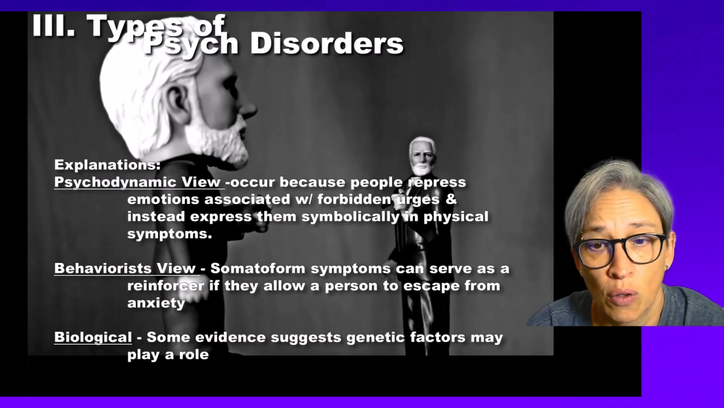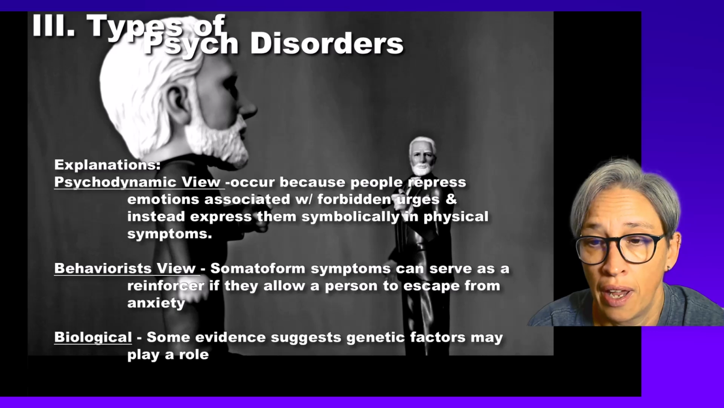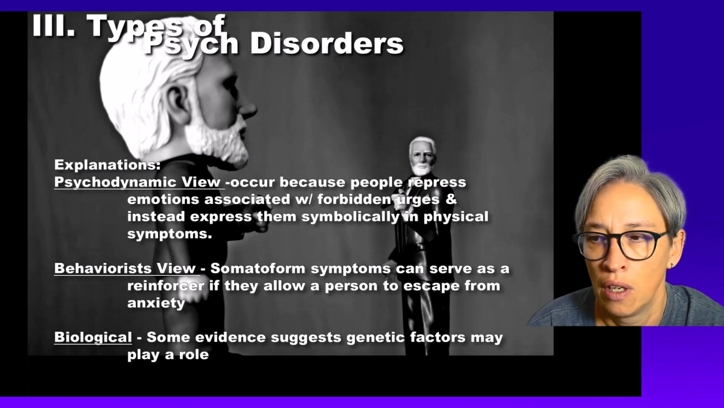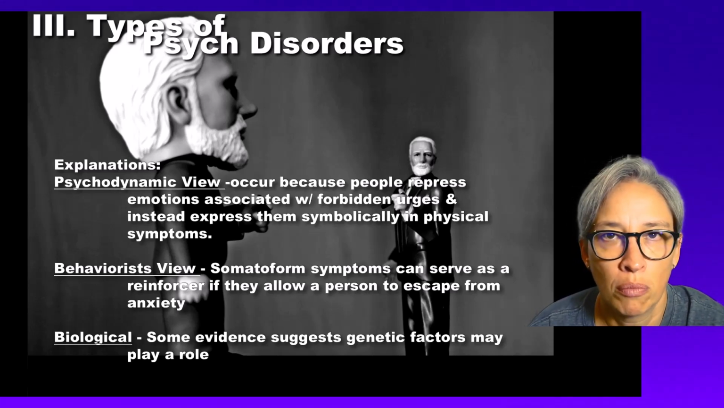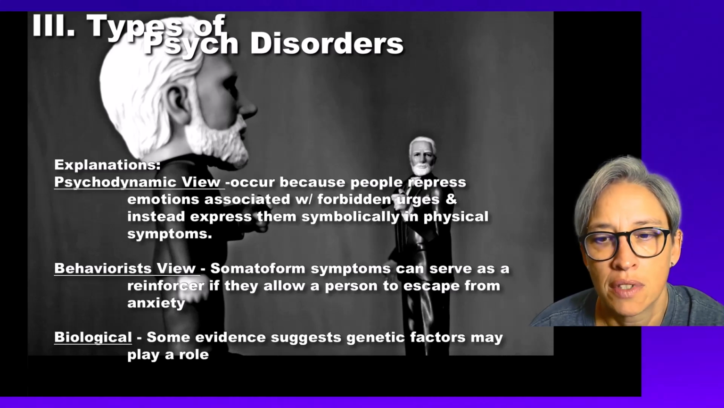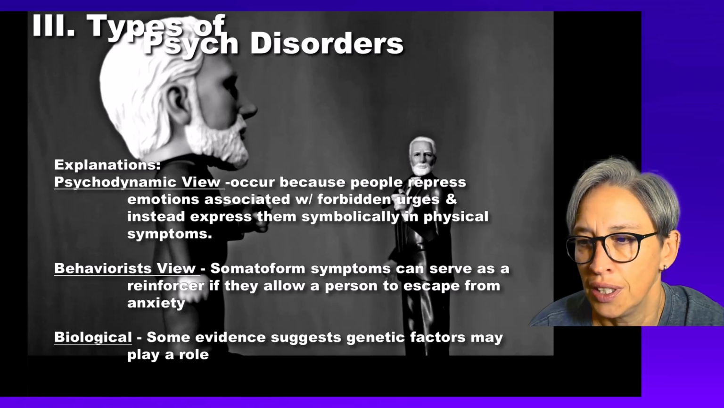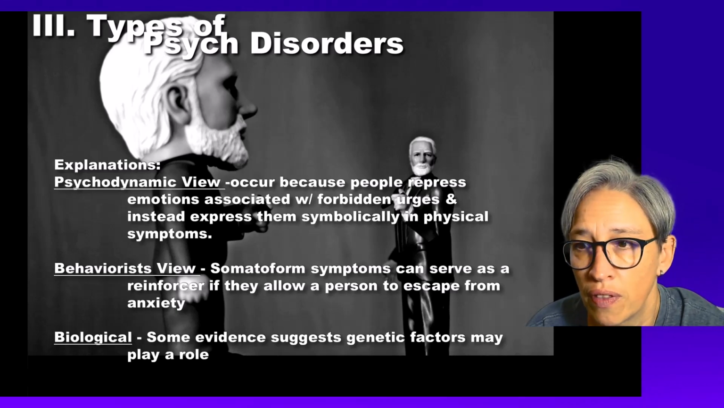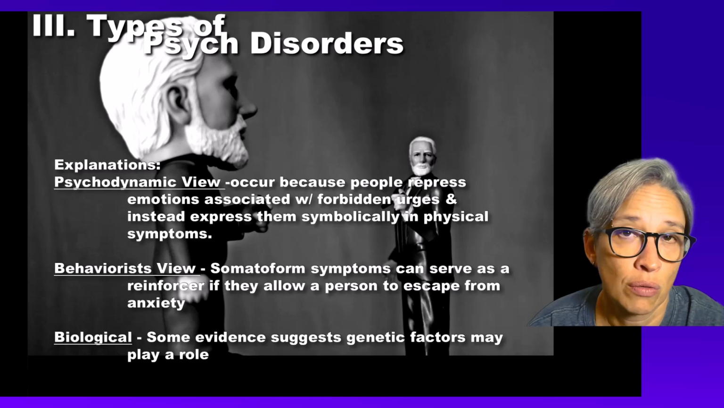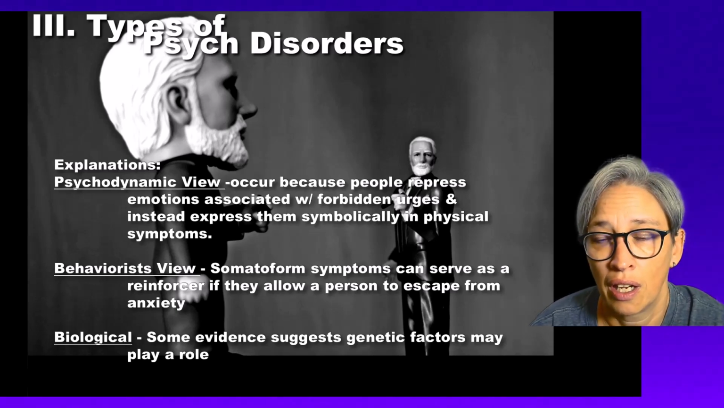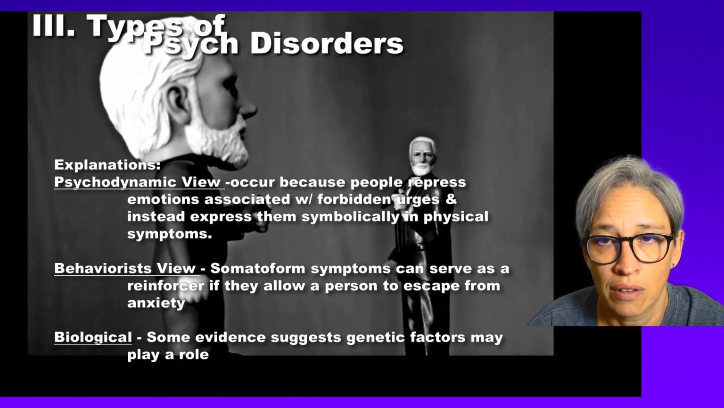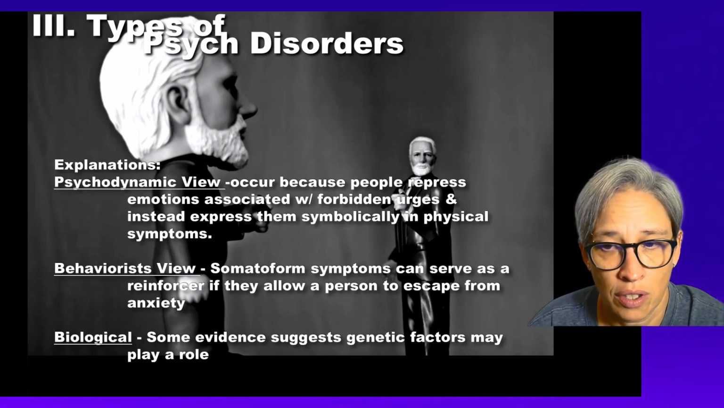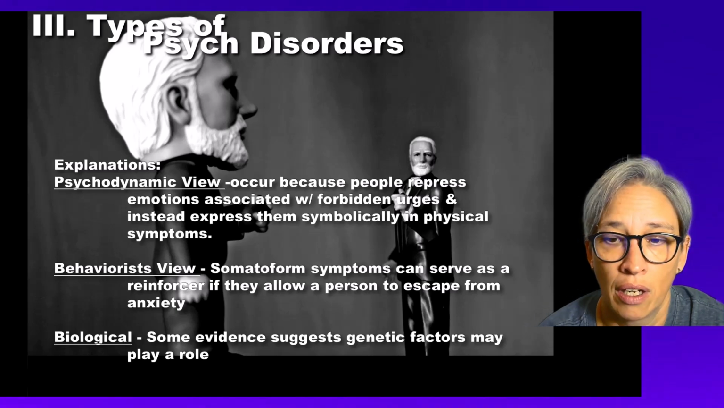In order to explain this, the psychodynamic theory would say that somatoform disorders happen when individuals repress their emotions associated with the forbidden urges within their unconscious, and instead they express them in symbolic physical symptoms. The symptoms represent a compromise between the unconscious need to express the fears and the anxiety and actually expressing them. Behavioral theorists may feel that somatoform disorders can serve as a reinforcer, and it gets the person's attention and allows them to focus that attention on the illnesses themselves and not on the anxiety or the issues that are causing the symptoms. And some would say biologically that evidence suggests genetic factors may play a role in these illnesses.